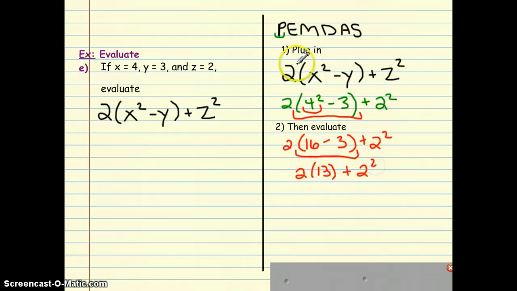So we're going to move past our parentheses. We're going to look at exponents. And we have 2 squared is 4. And we're going to drop everything down. Two times 13 is 26. Plus 4 for our final answer, 30.